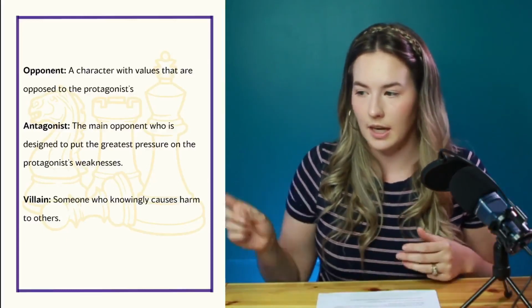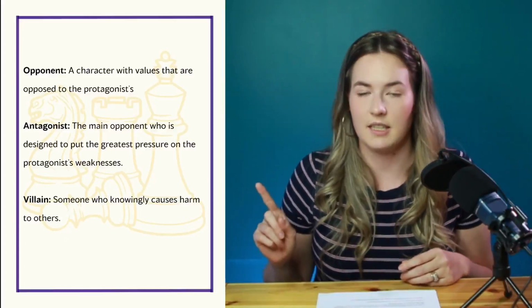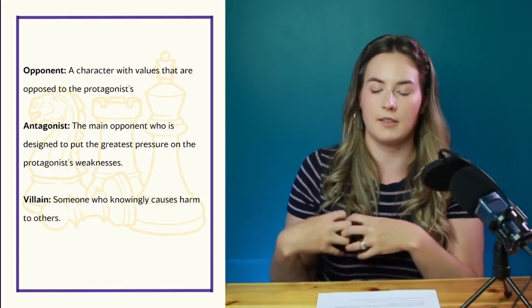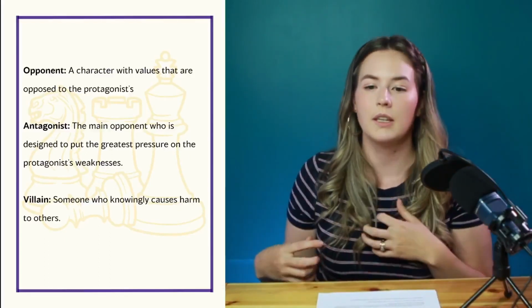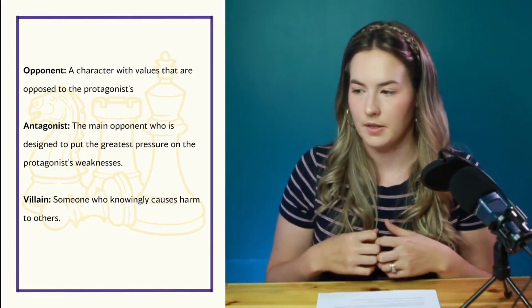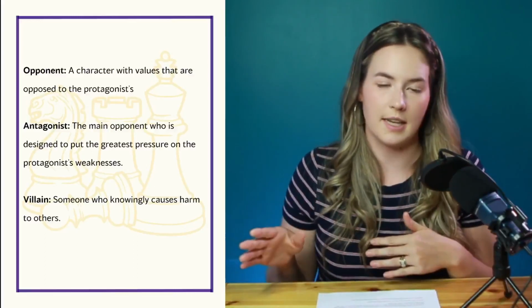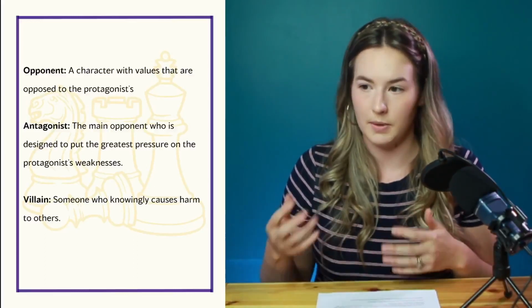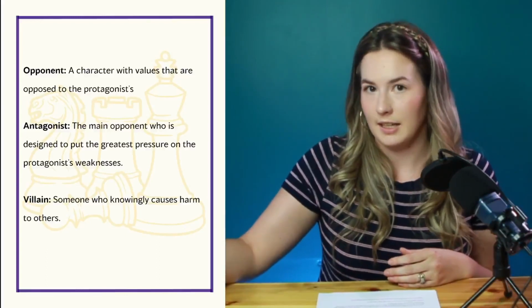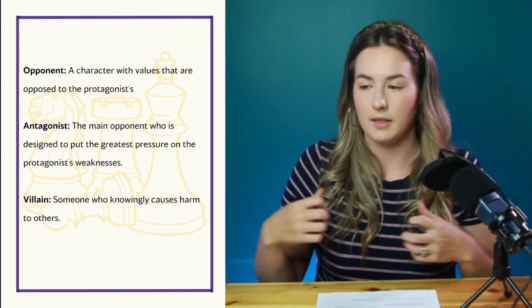So an opponent is a character with values that are opposed to the protagonist. They're going to be in conflict because they don't value the same things. They don't think the same things are important. They just don't see the world the same way. So this doesn't have to be an antagonist. It doesn't have to be a villain even. It could be someone who's even more mature and better than the protagonist. They're still going to be an opponent because they're in conflict, right?